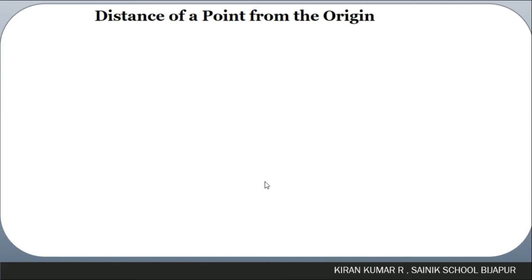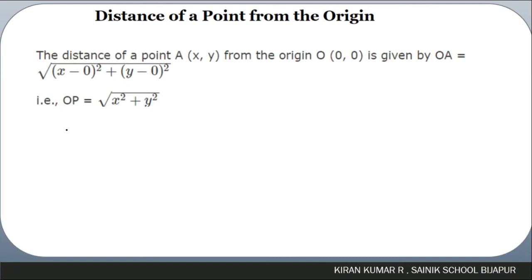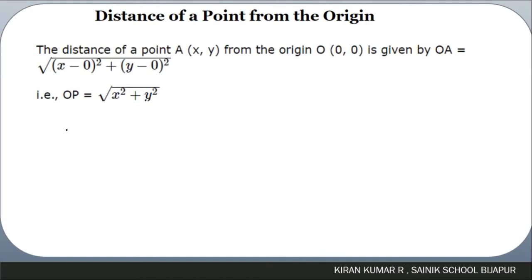I'll take a few questions related to distance of a point from the origin. We learned that the distance of the point (x, y) from the origin (0, 0) is given by root of (x minus 0) whole square plus (y minus 0) whole square. Therefore, the distance between them is OA equal to root of x square plus y square. Based on this, few questions.